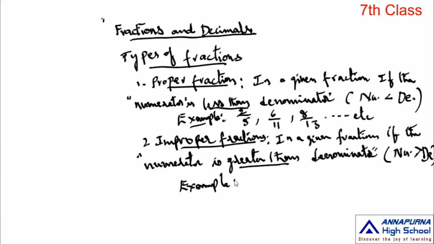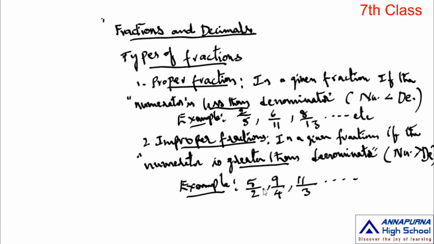Tell me some examples. 5 by 2. Observe it. 5 is greater than 2. Numerator is greater than denominator. Take another one, 9 by 4. Take one more example, say 11 by 3 and so on. So these are called the improper fractions.